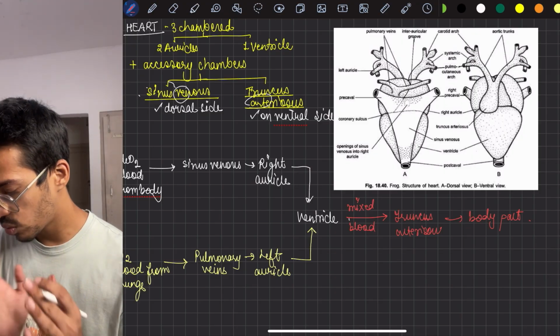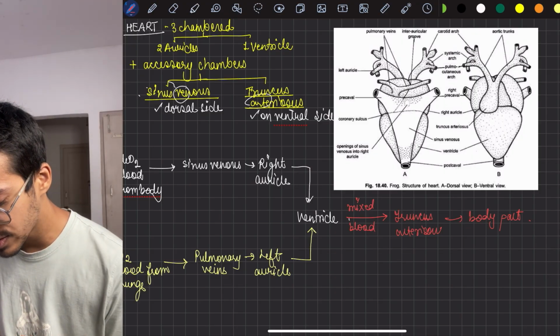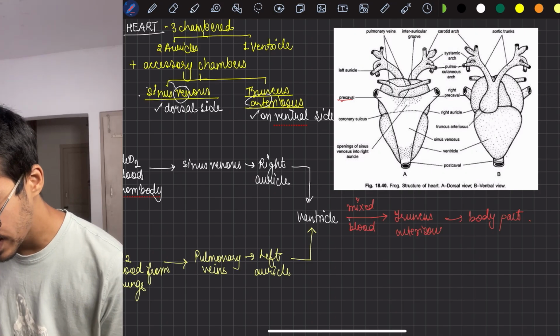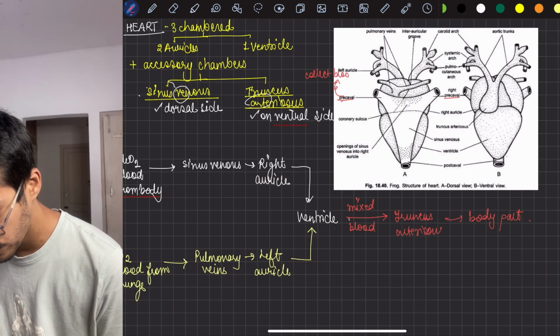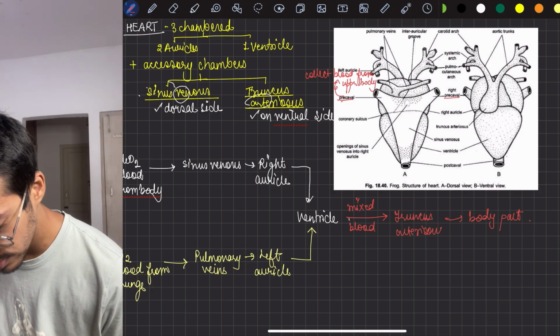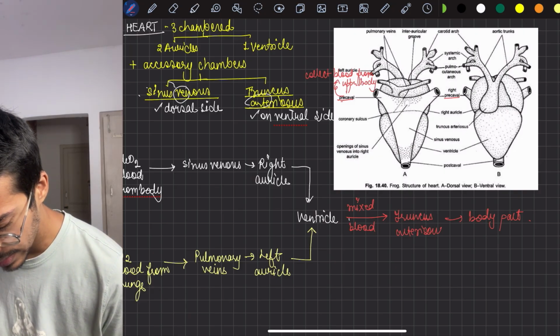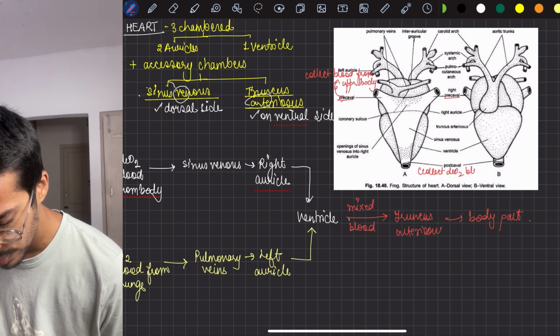Just remember that the precavals which are present over here collect blood from the upper body, and this postcaval collects deoxygenated blood from the lower body.